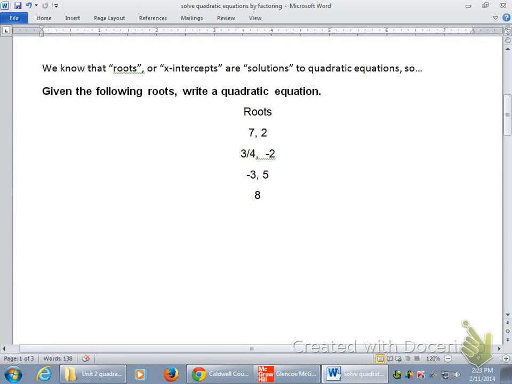Okay? Since these are all the same, I'm going to take this root right here. This really means it's x equals 7 and x equals 2. Because since they're roots, they are also called solutions. So instead of just saying the roots are 7 and 2, I'm saying the solutions are x equals 7 and x equals 2.